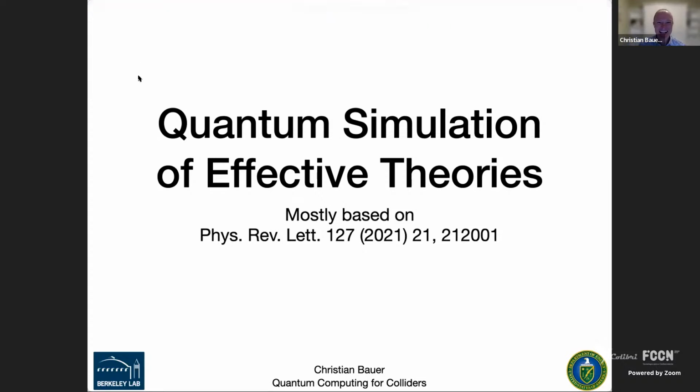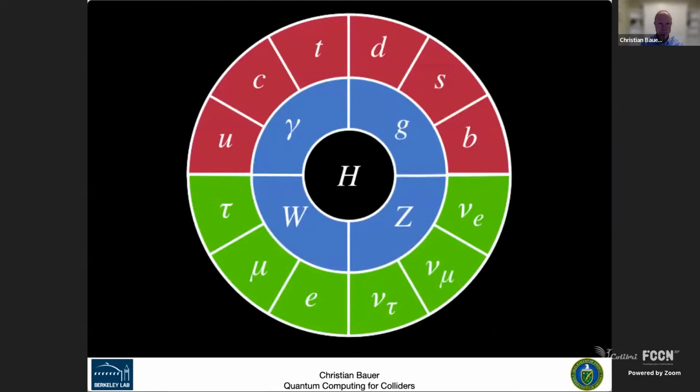But anyways, very good. Yes, so I want to tell you a bit about quantum simulation of effective field theories. And this is mostly based on a paper that I wrote with Murat Freixes and Benjamin Nachman, which is published here in PRL. But I'll mention a few other things at the end of my talk as well.